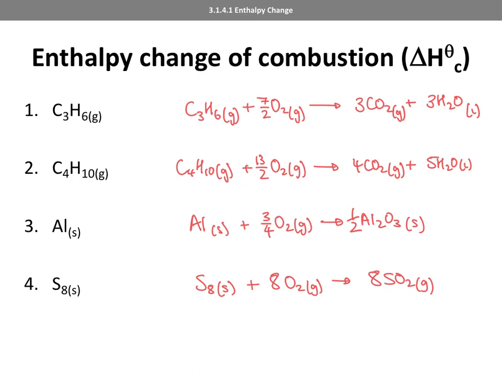So I hope that's been okay. That's the first section, the first 4 sections on energetics. So this covers enthalpy change. If you've got any queries, let me know, and I'll do my best to help.